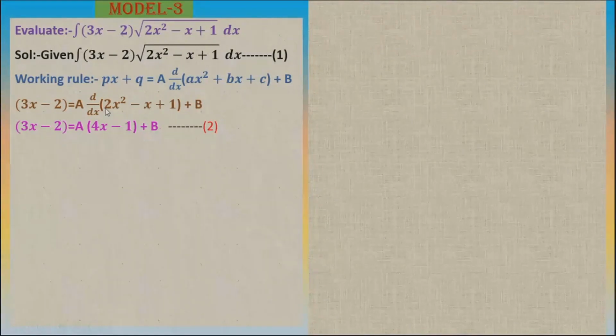Minus here, x coefficient is 1. Next, here constant 1. 1 is a constant, so constant differentiation is 0, so it is eliminated. Plus b. Right? Now I am taking this equation as 2. So here we got the value of 3x minus 2 like this.